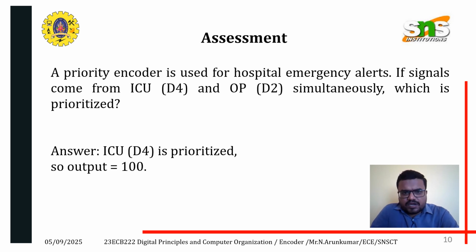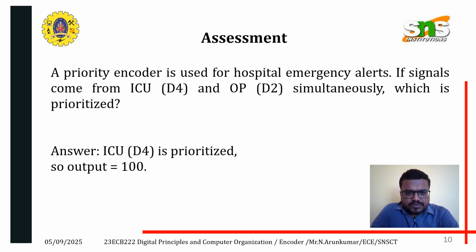Assessment. A priority encoder is used for hospital emergency alerts. If signals come from the ICU and the outpatient department simultaneously, they are considered as D4 and D2, and one must be prioritized. So I am using the priority encoder here. The D4 ICU is the main one to forward as immediate data. So D4 is prioritized, and the output is 100.